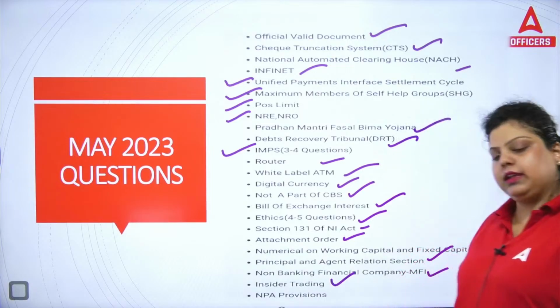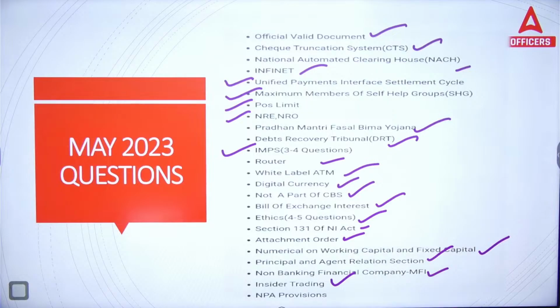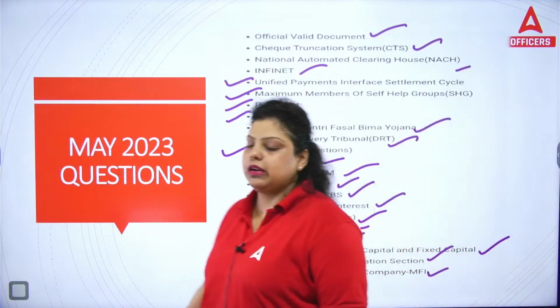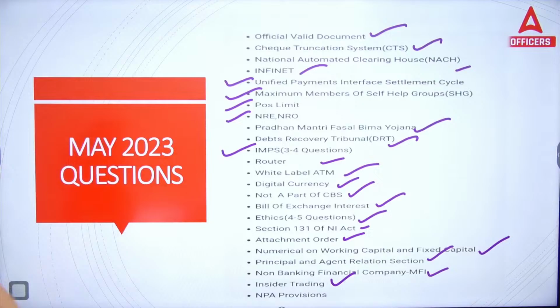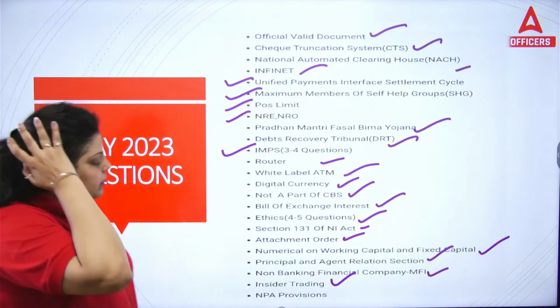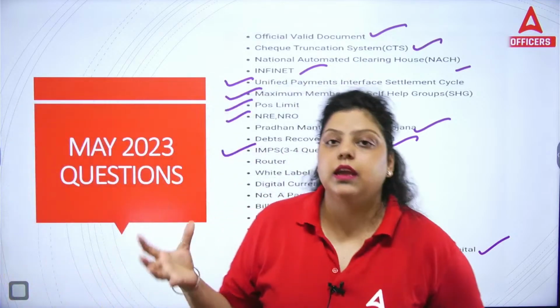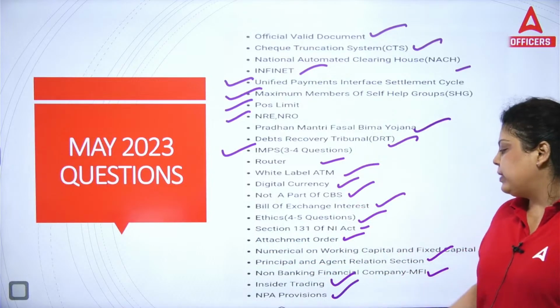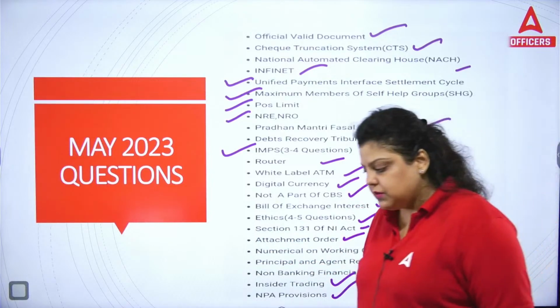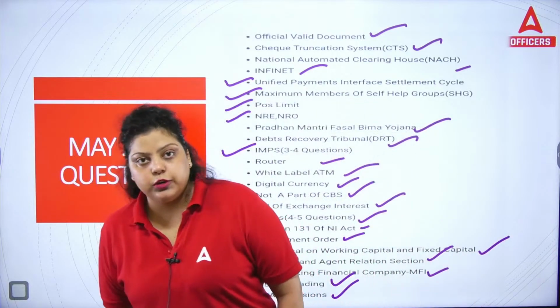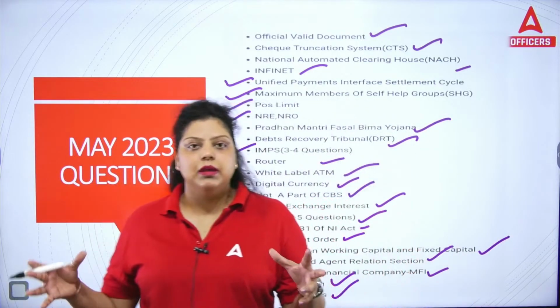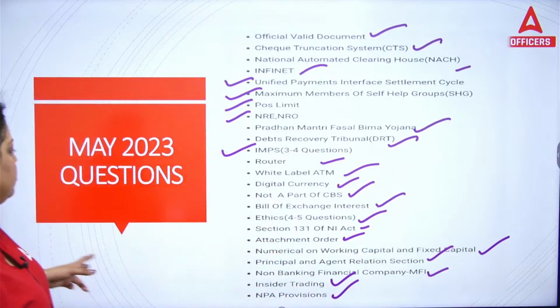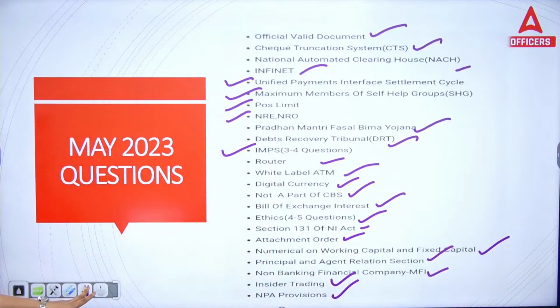The insider trading, that is a kind of prohibited or illegal activity, in which a person leaks the internal information of a company. NPA provisions, NPA is non-performing asset, and provisioning has been introduced in the NPA. What are the NPA provisions that you have to cover? So these are the certain questions that have been asked in the paper.